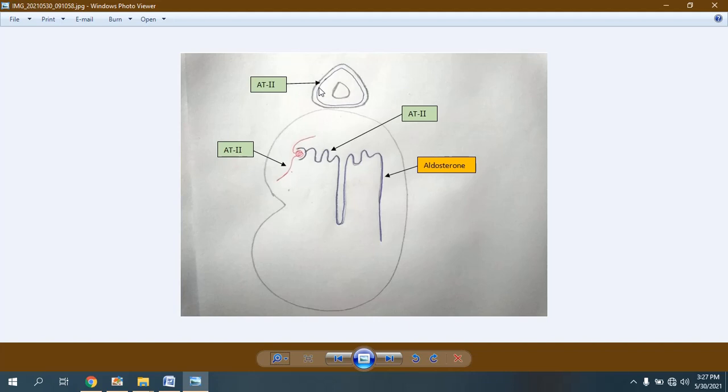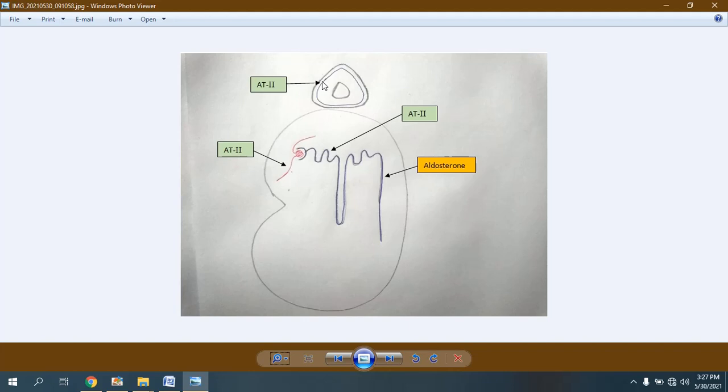So the adrenal cortex has three layers. The outermost layer is called zona glomerulosa, and zona glomerulosa has a large number of angiotensin II receptors. So when the angiotensin II receptors are activated by angiotensin II, what will happen? The angiotensin II receptor will activate the zona glomerulosa to secrete aldosterone. The aldosterone will be secreted directly into the blood.